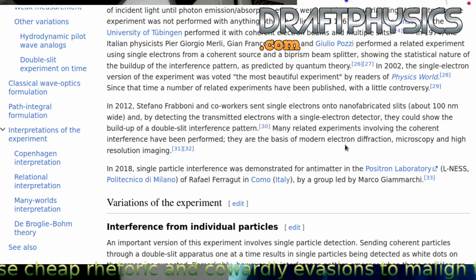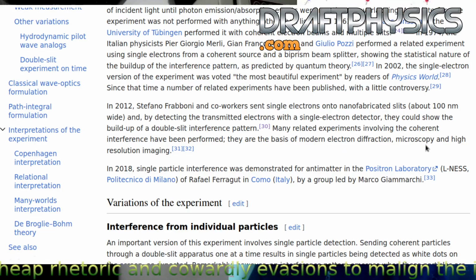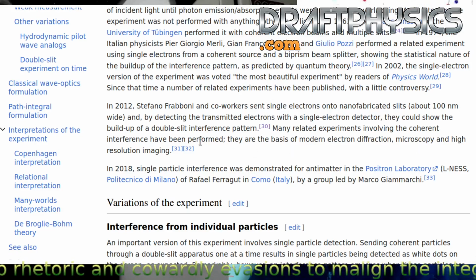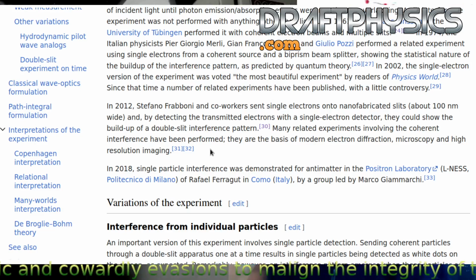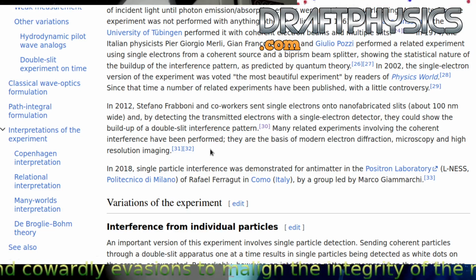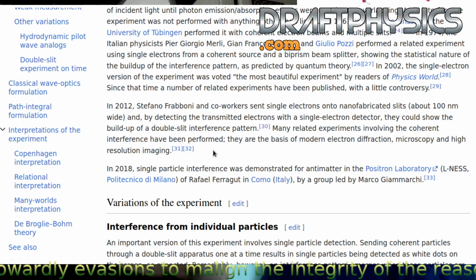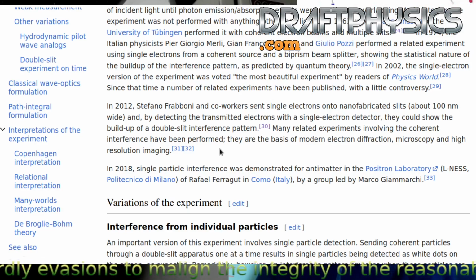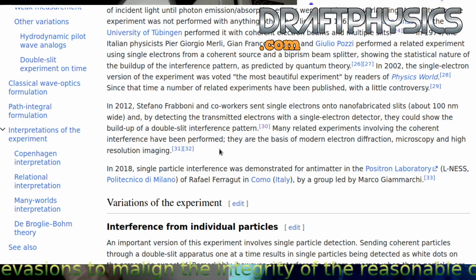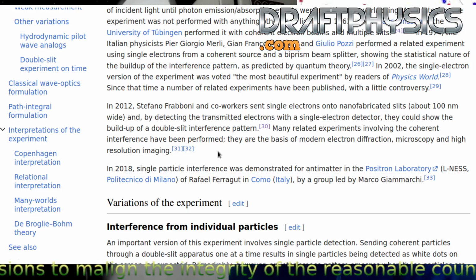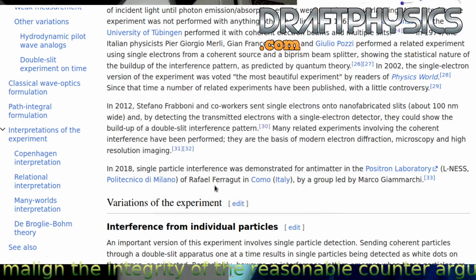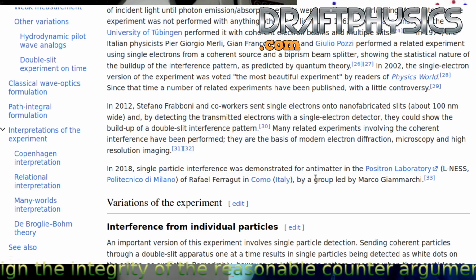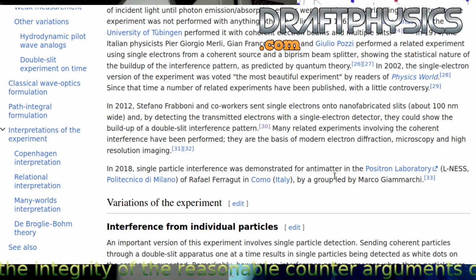They are the basis of modern electron diffraction, microscopy, and high-resolution imaging. So none of their theory is necessary to the creation of any of that technology. All you have to know is that photons are bent by surfaces. You don't have to know why. Okay. In 2018, a single particle interference was demonstrated for antimatter.